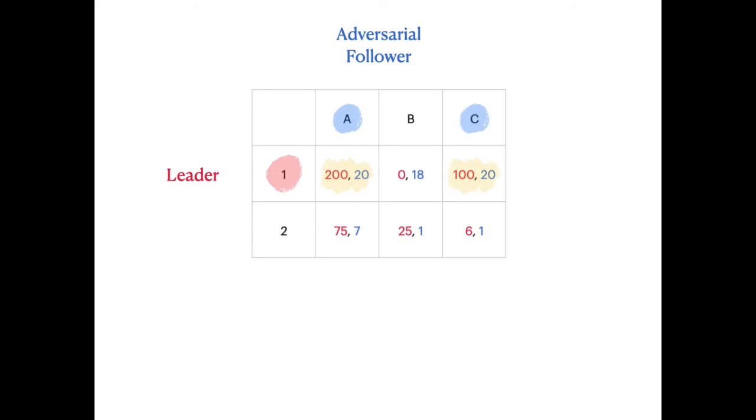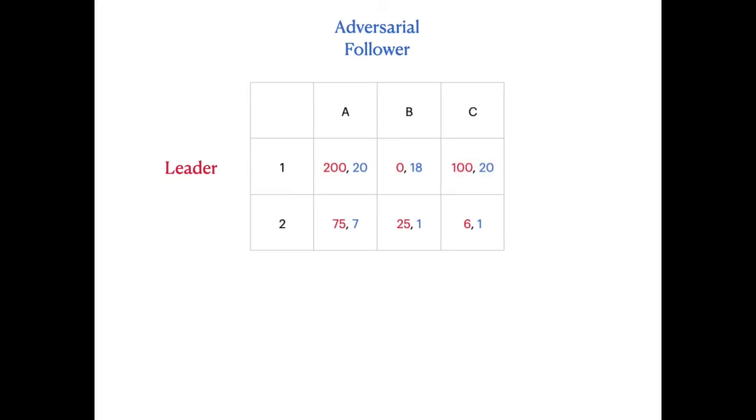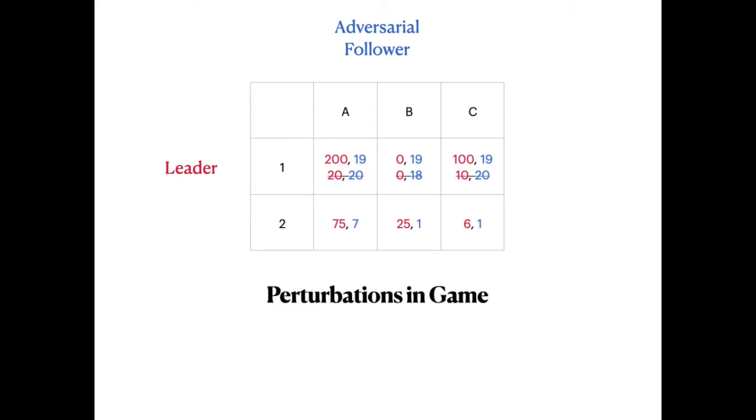We see that the leader here receives a payoff of 100, and we call this the adversarial Stackelberg value of the game. However, if the values are off by even 10%, that is, if there are perturbations in the game, the same strategy of the leader would give drastically different values. Here the payoff of the leader would be 0. We realize that the ASV is fragile.